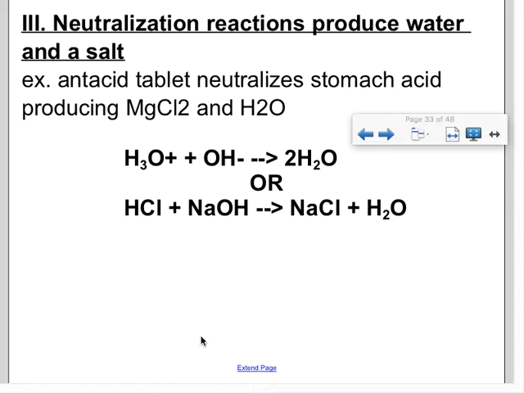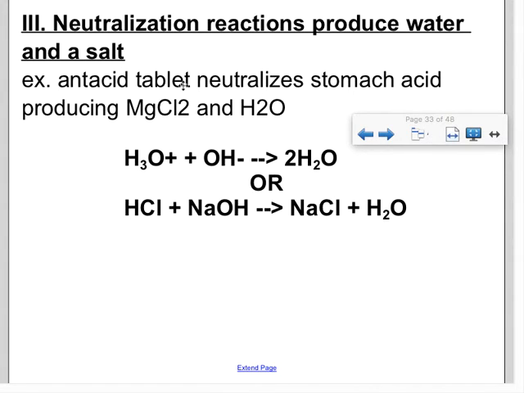And the last thing I want to discuss is neutralization reactions. Neutralization reactions produce water and some type of salt. So here's a neutralization reaction with hydronium and hydroxide to yield water, but no salt, okay? That's probably the only exception. But here, hydrochloric acid plus sodium hydroxide yields salt and water because this H goes to the OH group, and this Na swaps places with it to become NaCl.